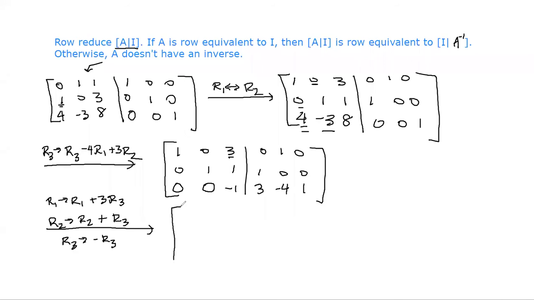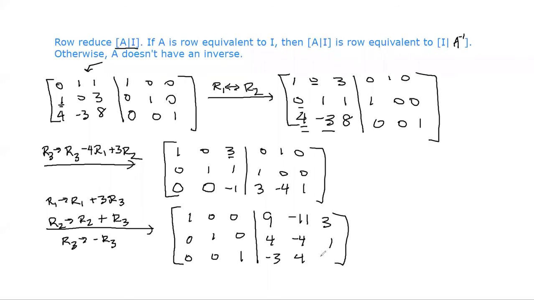So if we do all of these, this isn't anything new, by the way. Okay, so we're adding 3 copies of row 3. So we've got 9 plus 0, minus 12 plus 1 is -11, and 3. Then 0, 1, 0. Here we're just adding together, so 3 and 1 is 4, -4 and 0 is -4, and 1. And then our last row is just changing the signs. Okay, so again, this isn't anything new. This is just row operations. We've been doing this all term.